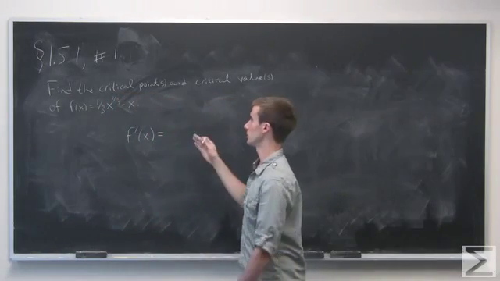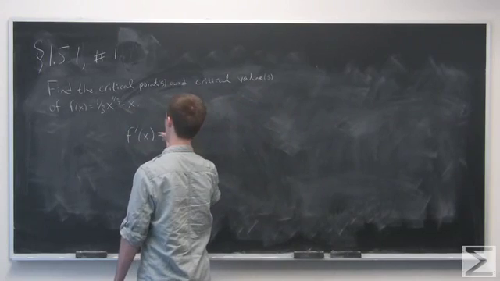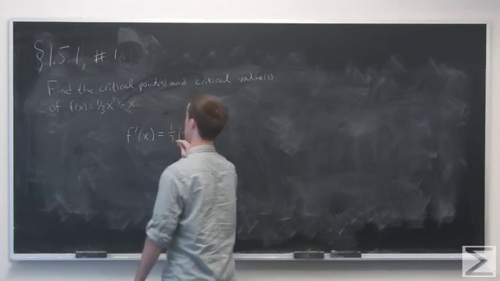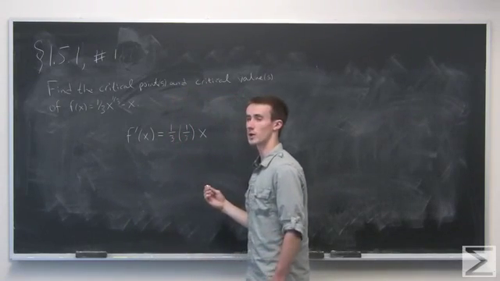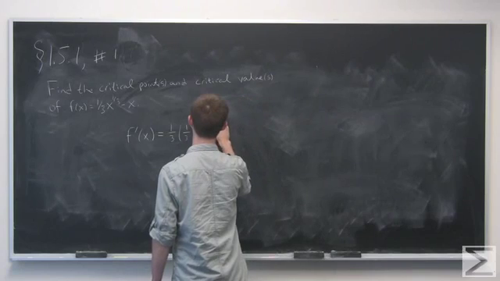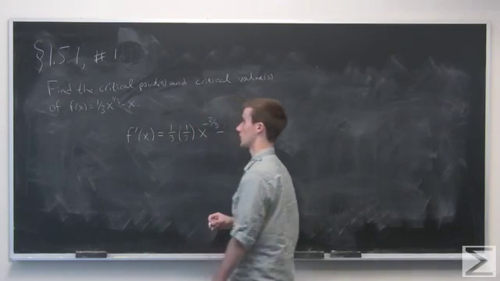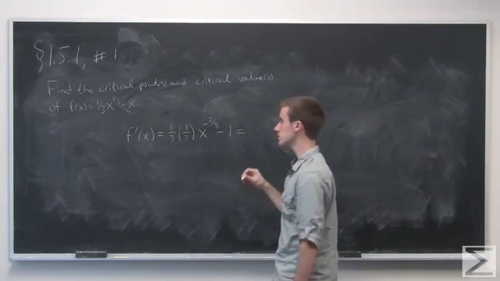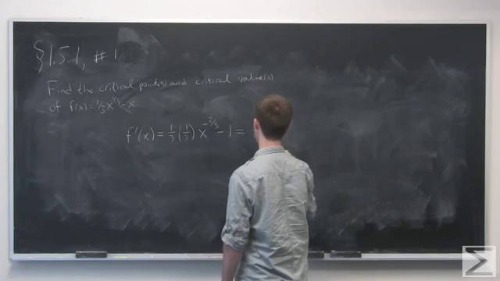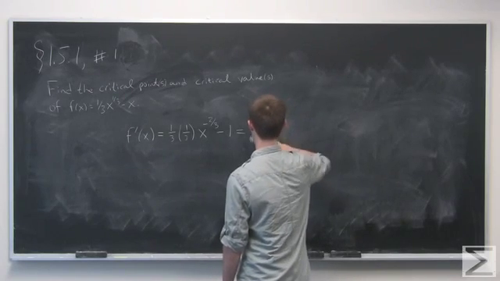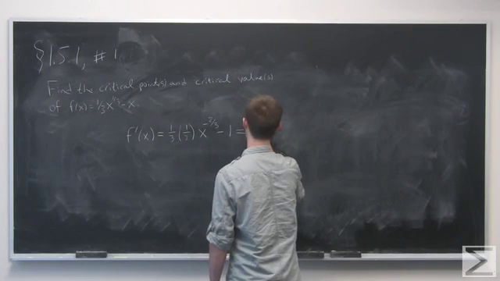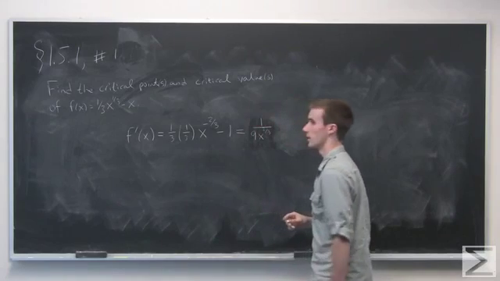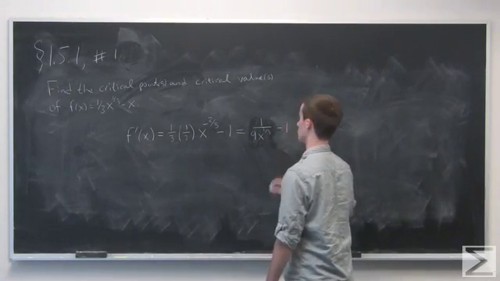Now, use the power rule to figure out the derivative of the first term. So we have 1/3 times 1/3 x to the 1/3 minus 1, or negative 2/3. And the second term, we just have minus 1. So if we simplify this, we get 1/9. Let's write this 1/9, and we'll move the x to the negative 2/3 into the denominator. So it becomes 1/9 x to the 2/3 minus 1.